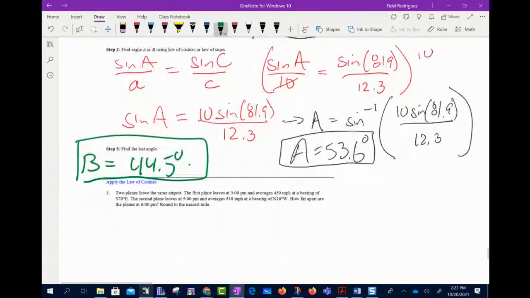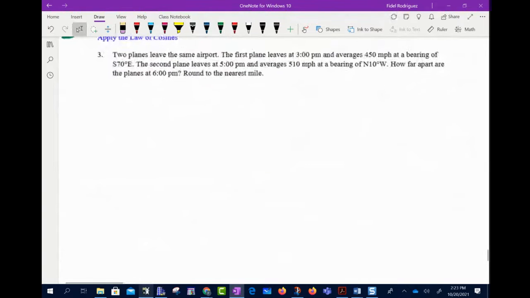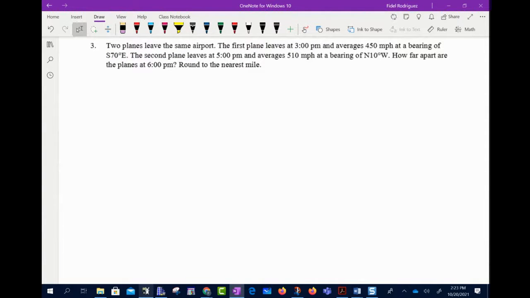Okay, so let me keep zooming on through here, y'all, scrolling through, and let's take a look at problem number 3 and see if we can figure this out a little bit. Anywho, it says 2 planes leave the same airport. The first plane leaves at 3 o'clock and averages 450 miles an hour at a bearing of south 70 degrees east. The second plane leaves at 5 p.m. and averages 510 miles an hour at a bearing of north 10 degrees west. How far apart are the planes at 6 o'clock and round to the nearest mile?